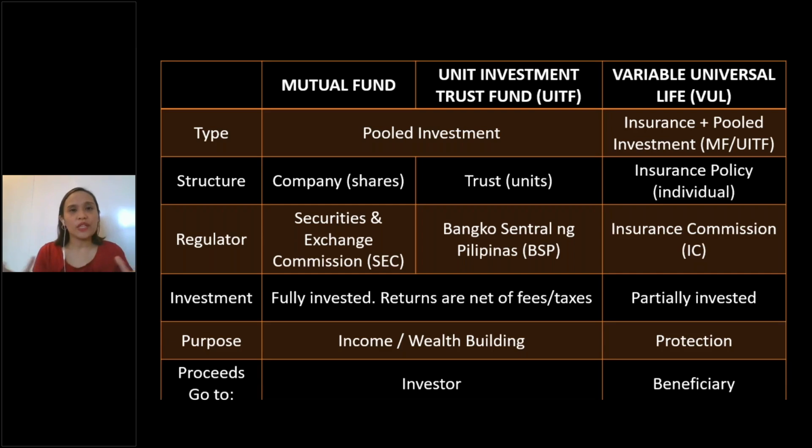So when we say mutual fund or UITF, it's pooled, pinagsama-sama. So para siyang cooperative. Pinagsama-sama yung contributions ng different individuals at yun yung gagamitin na pang-invest. Ang VUL, it's an insurance with an investment component. So dalawang parte siya. In terms of structure, halos pareho lang ang mutual fund and UITF. Ang kaibahan lang nila, ang mutual fund, it's called shares, NAV-PS, whereas yung UITF, it's NAV-PU or net asset value per unit. Ang difference din nito is that the VUL is an insurance policy.